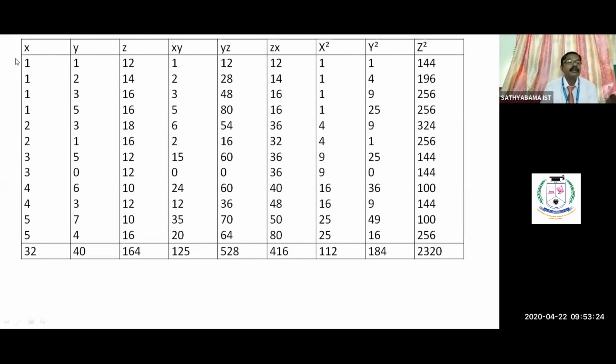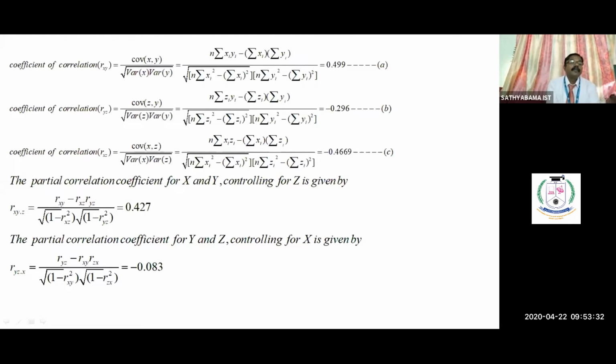After finding all these values, we have to find the correlation coefficient for each pair: xy, then yz, then zx, using the formula for the correlation coefficient. This is the formula, so we can use this direct formula to find the correlation coefficient of xy. In the same way we can find the correlation coefficient of yz for the second one, by direct calculation, n into sigma xy. Substituting the values, we get the correlation coefficient.